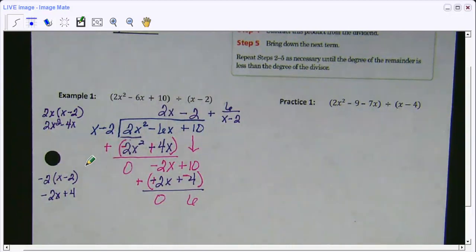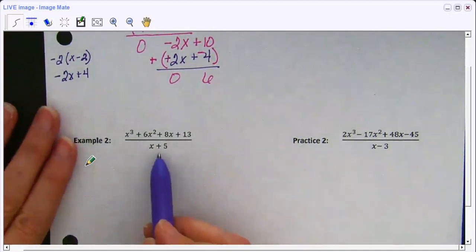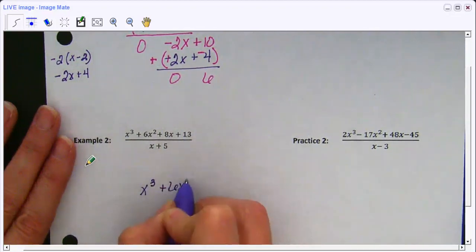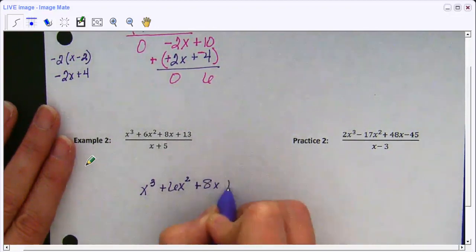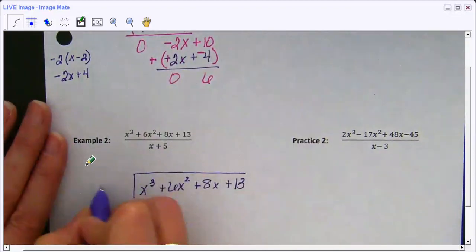Okay, I know that this is kind of a complicated concept. So we're going to do this other example here, and then I want to see if you guys can go a little bit further with the examples. Okay. So let's do this one. We're going to take x cubed plus 6x squared plus 8x plus 13. Notice that there are more terms. Instead of a trinomial at the top, we have a polynomial.